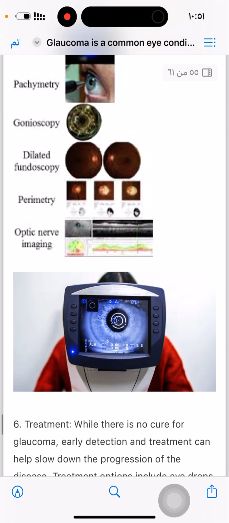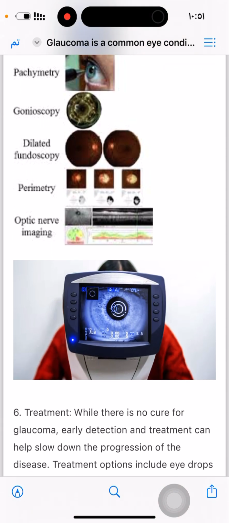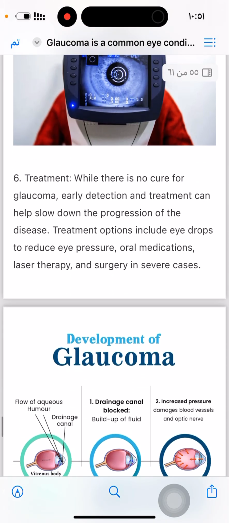The last one is optic nerve imaging. This is just for neurology. Okay, next: treatment and development.